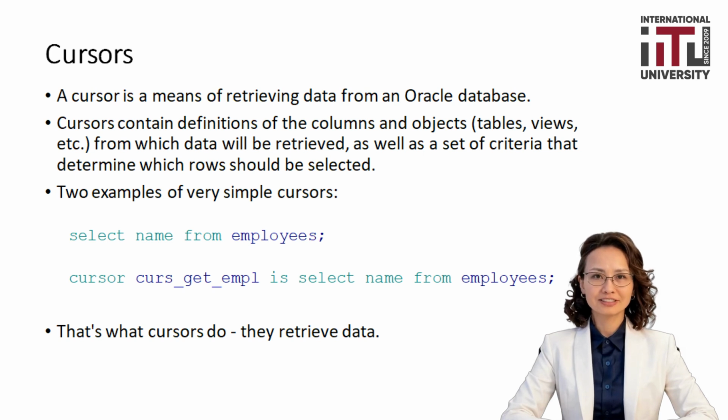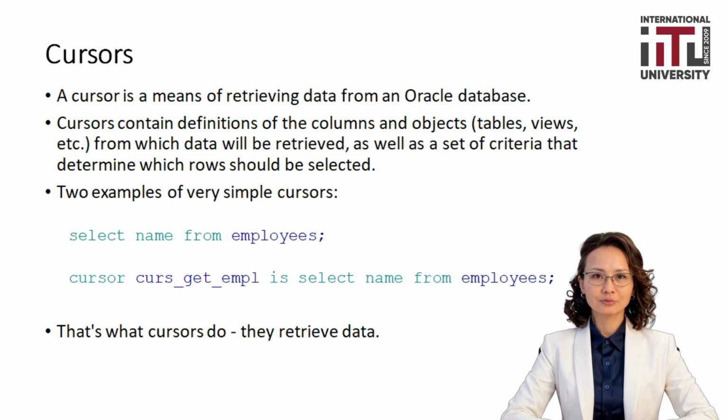A cursor is a powerful tool used to retrieve data from an Oracle database. It not only executes a query but also stores the structure of the data being retrieved. A cursor includes the definition of columns, the source objects such as tables or views, and the conditions that determine which rows will be selected.